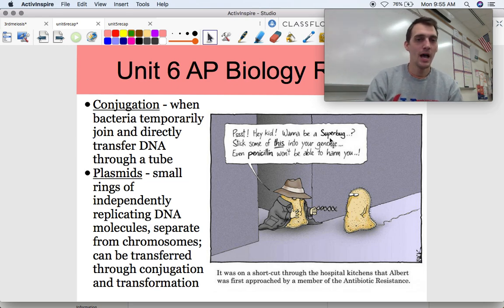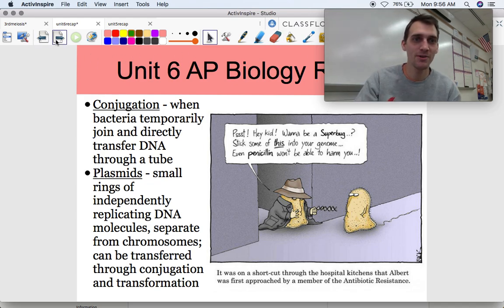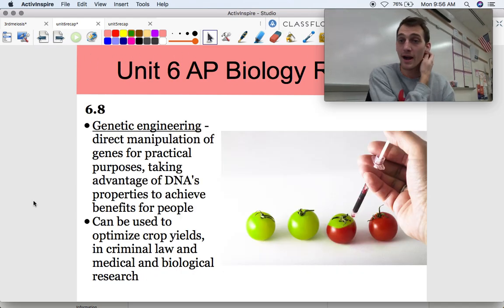That's crazy to me. But how this is possible is through, as I said before, plasmids, small rings of independently replicating DNA molecules. It's not part of the bacterial chromosomes, and they can be transferred through conjugation and through transformation, which is absolutely crazy, right? Just, hey, little piece of DNA, send it on to a friend, and now you're antibiotic resistant too. Just mind-blowing.